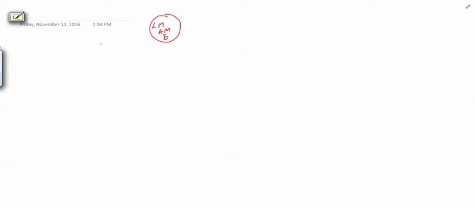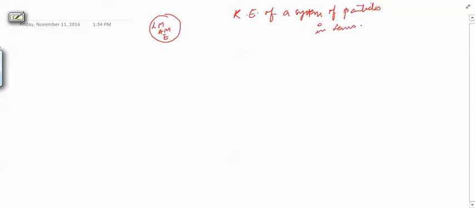We are still dealing with the system of particles, and we would like to know how we can write the kinetic energy of a system of particles in terms of the position vector of the center of mass. We have seen that we have written the linear momentum and the angular momentum of a system of particles in terms of the position vector of the center of mass. So we would like to write the kinetic energy of a system of particles in terms of the position vector of the center of mass. Okay, let us do that.